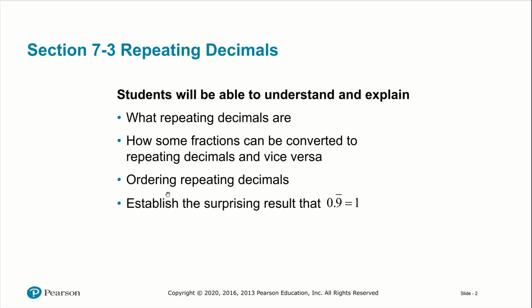We'll learn about ordering repeating decimals, and we'll also learn about a surprising result, which is quite interesting, that 0.9 bar is the same as 1. Now, 0.9 bar being 0.9 and then the 9 continuously repeating indefinitely. So we'll look at that result as well.